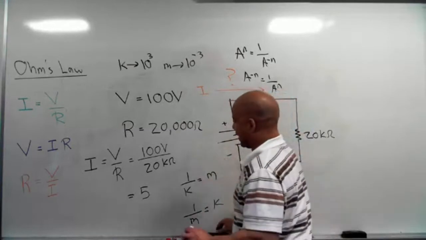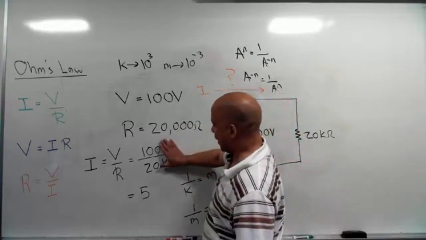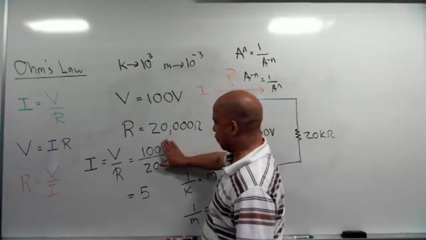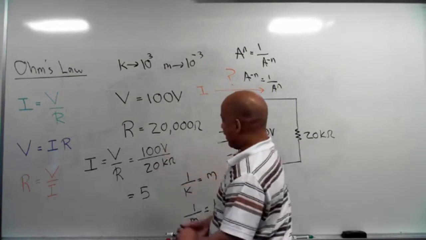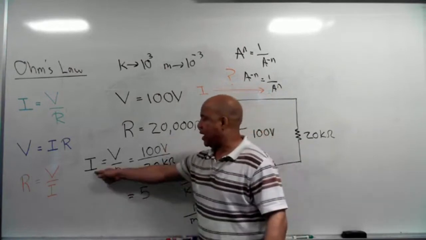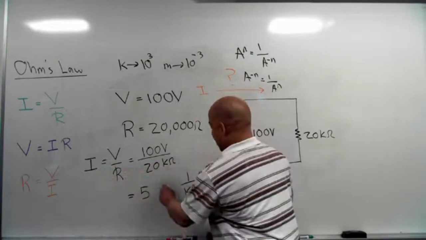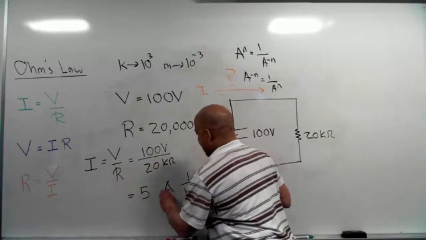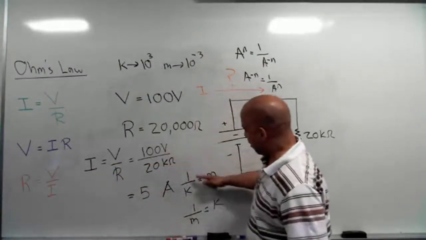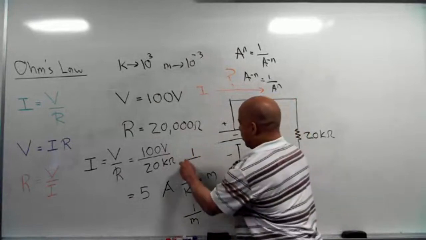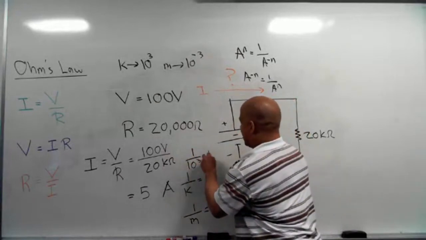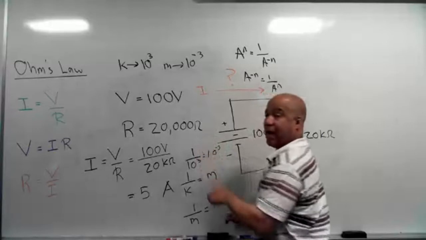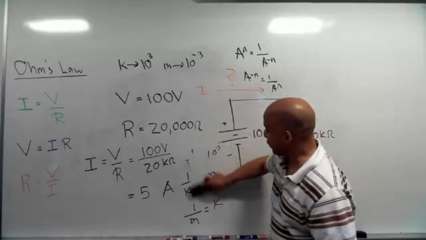So if you remember that, then I say, all right, if I cover that up, I got 100 divided by 20. That's easy. That's 5. I know my quantity is current, so current's going to be in amps. But since I have 1 over K, 1 over 10 to the third is 10 to the minus third, and 10 to the minus third is a milli. 1 over K is a milli.